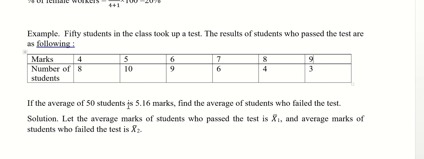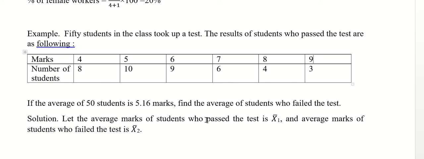If the average of the 50 students is 5.16, so the total average is given to you, find the average of the students who failed the test. Here we can simply divide the total 50 into two parts: the number of students who failed the exam and the number who passed the exam, right? So there are two sets of observations, and the total is already given to you.